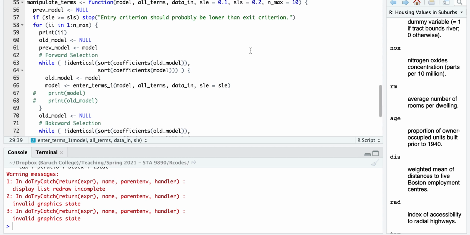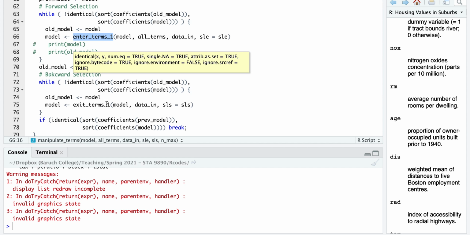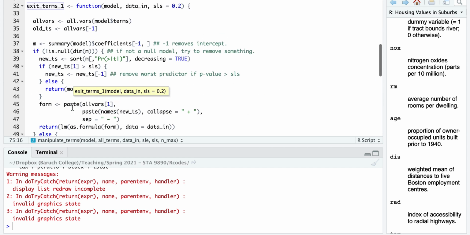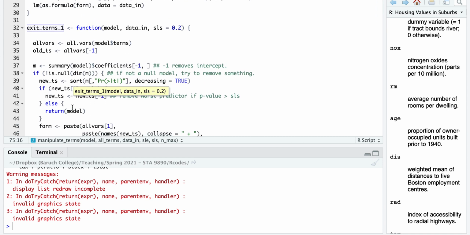So the forward selection part calls this function, and we enter. The backward selection part calls the function exit terms. Now exit term again starts with a model. It's probably the full model, or it's the model that we receive at the end of the forward selection, and a threshold for dropping out or kicking out variables.